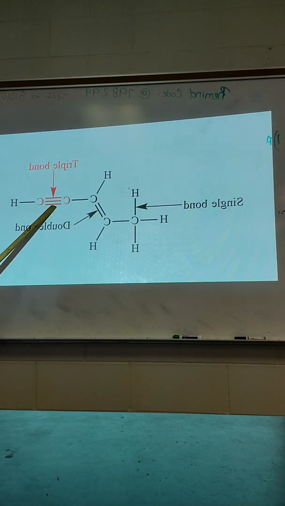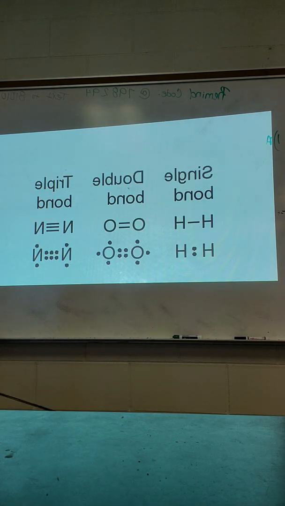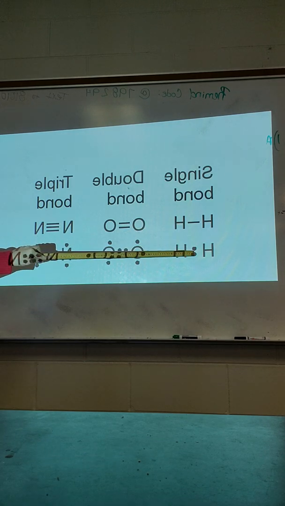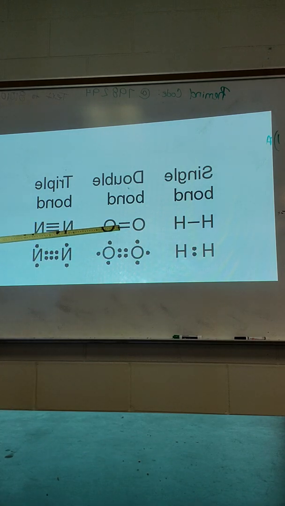And then how many electrons are here? 6. Again, 2 electrons in each line. And you can see this even more clear here. So there's 1 line, 2 electrons. 2 lines, 4, and 3 lines, 6.